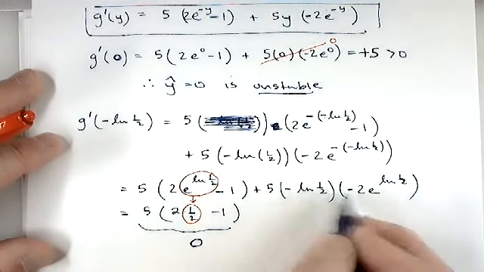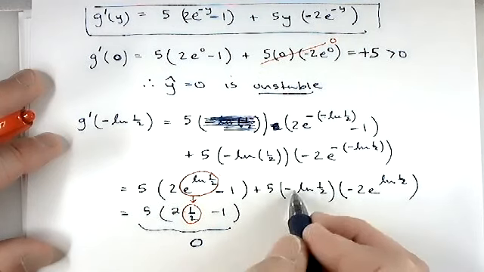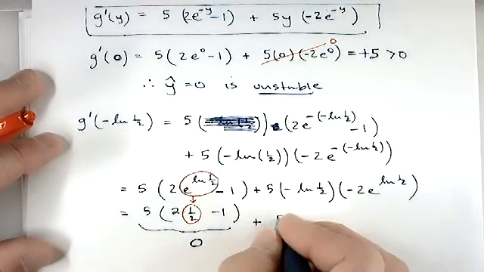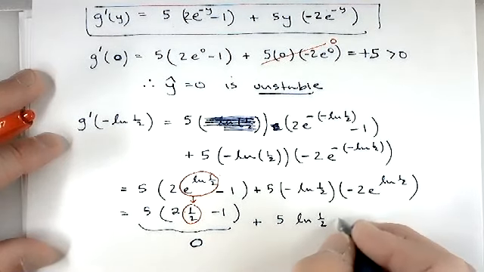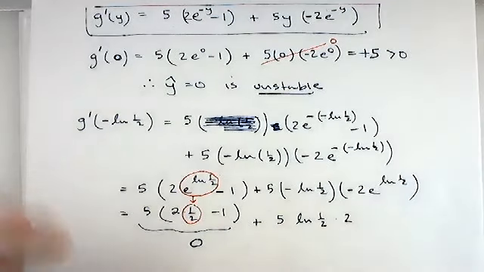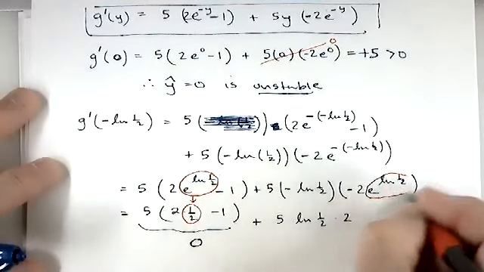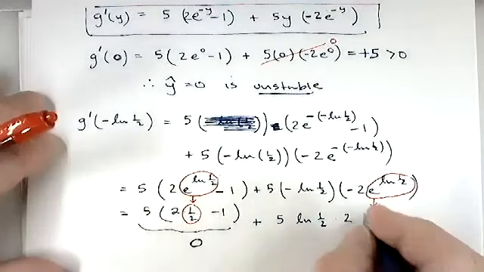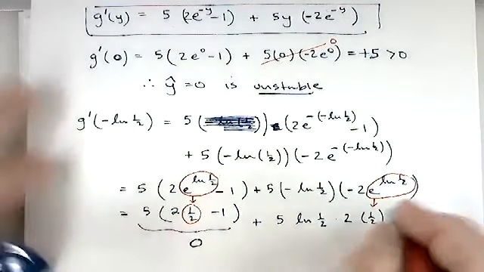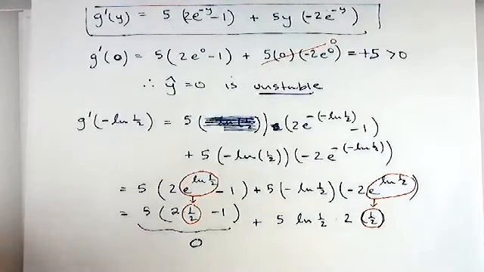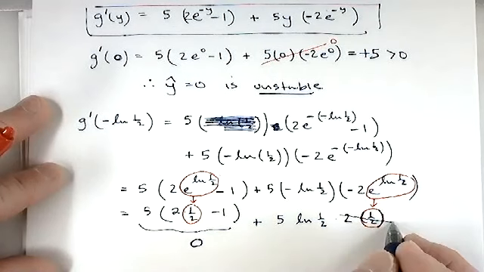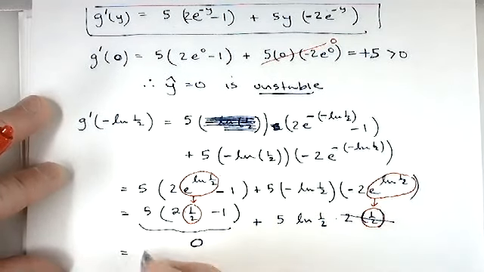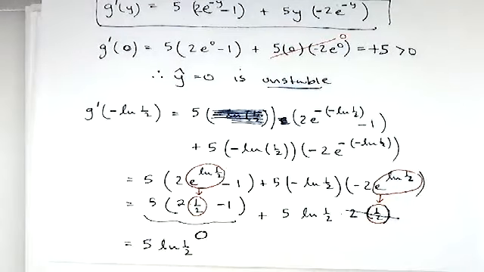Let's take these two negatives and make it positive. 5 ln 1/2. And then I'm going to have times 2 e to the ln of 1/2, and just like we did before, that's just 1/2. And 2 times 1/2 is just 1. So this part just cancels out. So this is a little bit tricky, because what I end up with is 5 ln of 1/2.